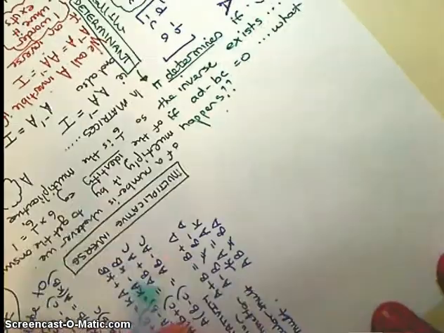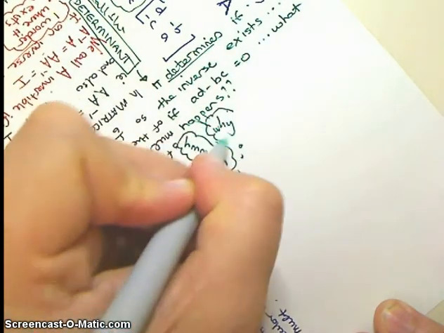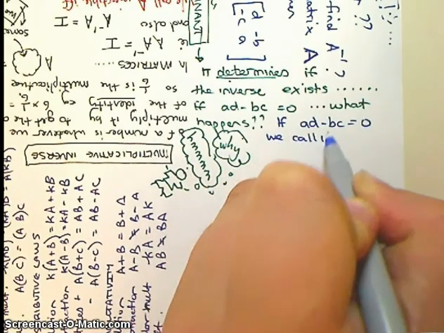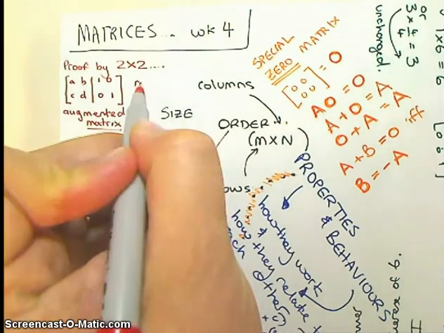It actually determines if the inverse exists in this 2 by 2 matrix. The important part is this AD minus BC, so maybe you could pause and consider what happens if that equals 0. Go back and look at where it falls into the actual inverse of the matrix. So if AD minus BC equals 0, we call this particular matrix singular, which means it has no inverse.